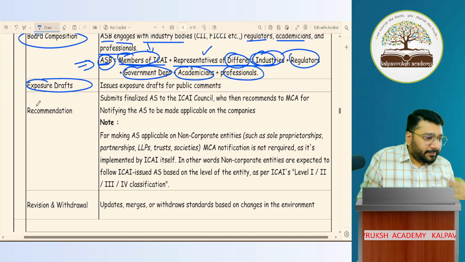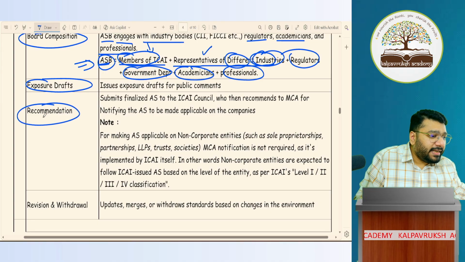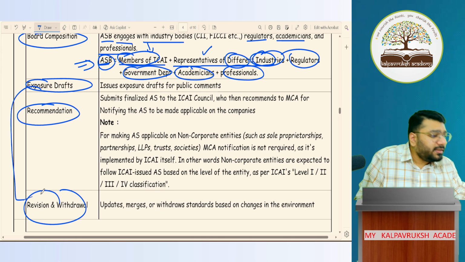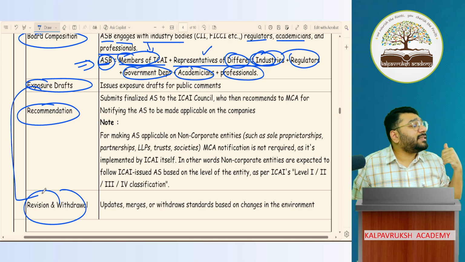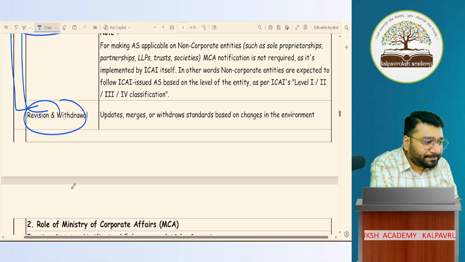Now, this part I'll discuss later. This also I'll discuss later, because we have a step-by-step procedure on how the AS needs to be issued. In that, I'll be covering all of this. So again, let's not do it now.